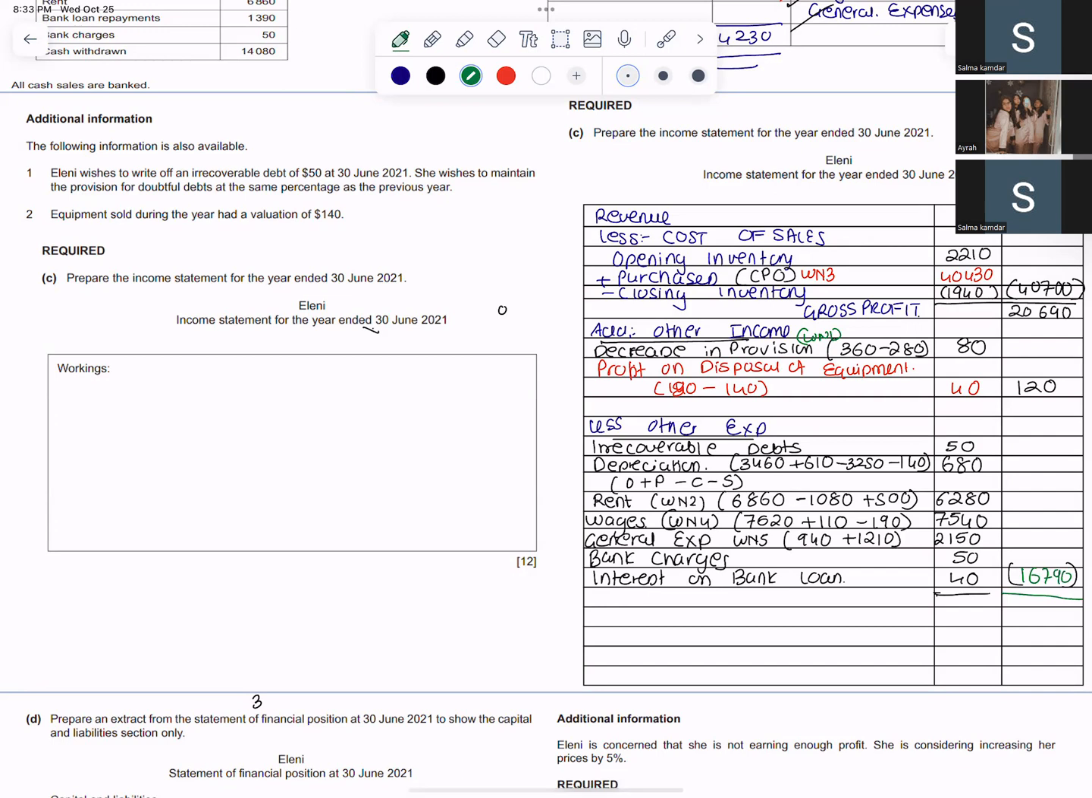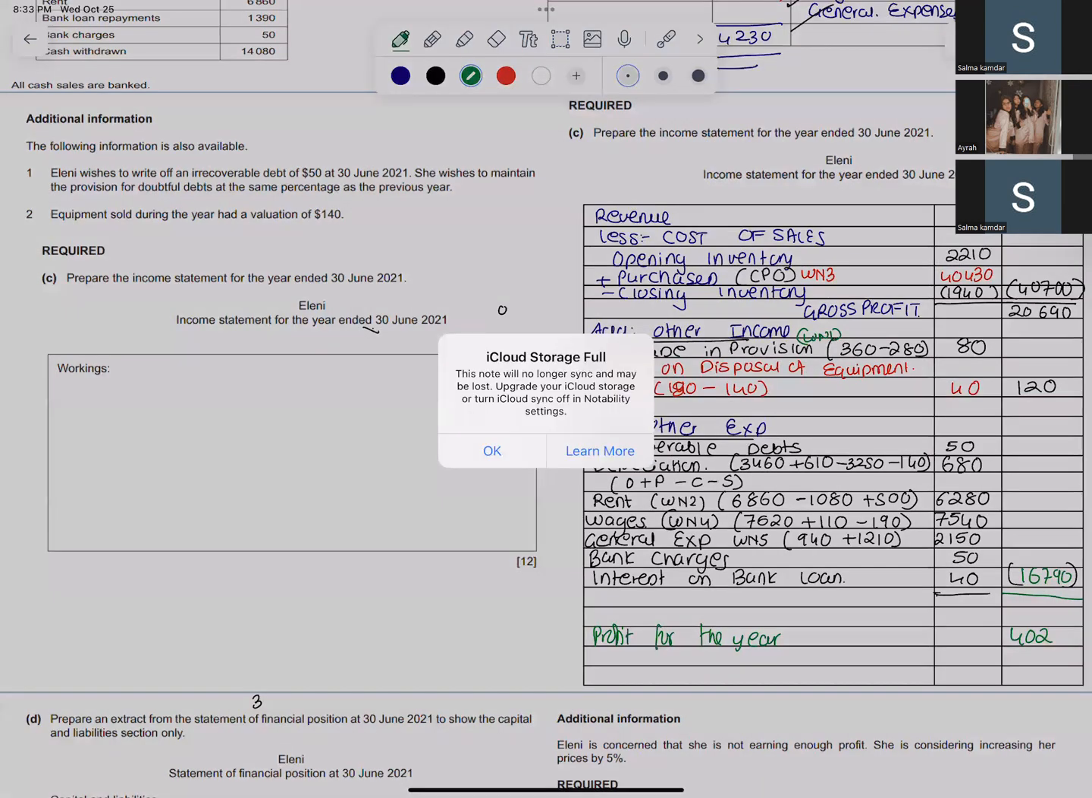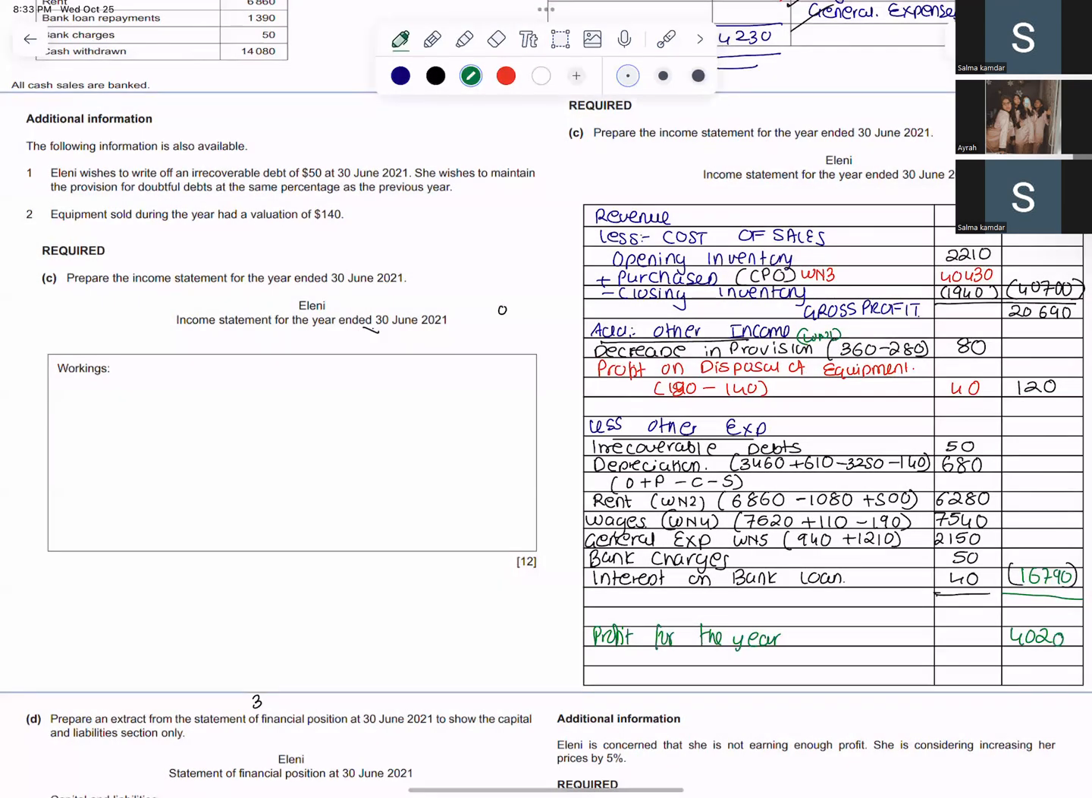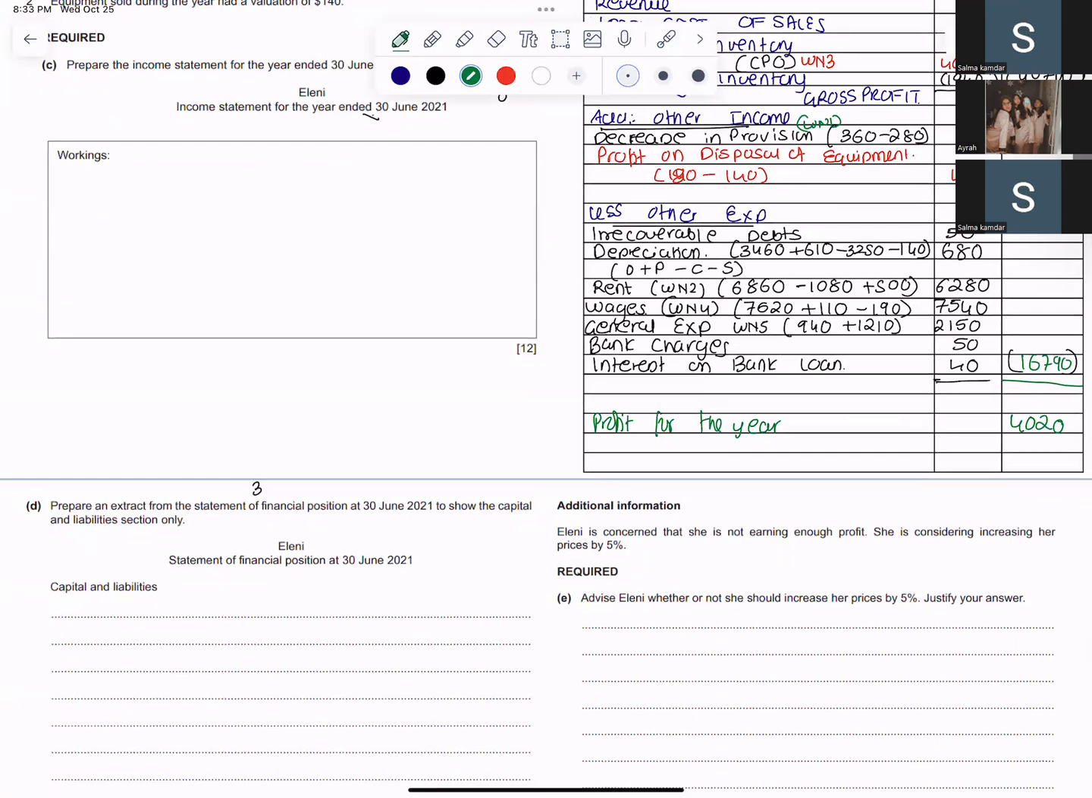So 2690 plus 120 minus 16,790. How much? 4020. Profit for the year is how much? 4020. Done.